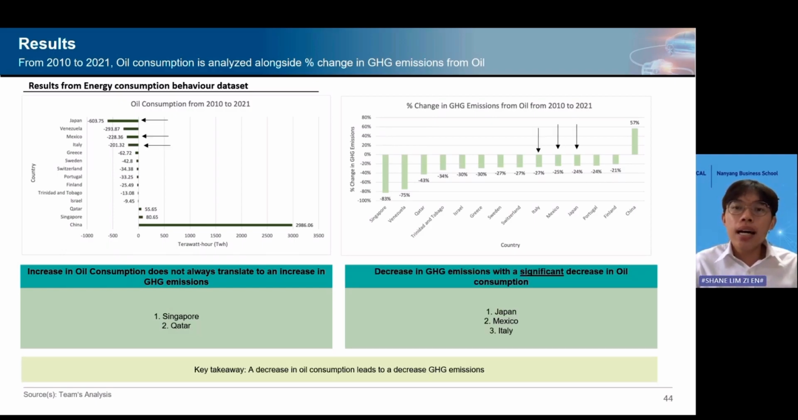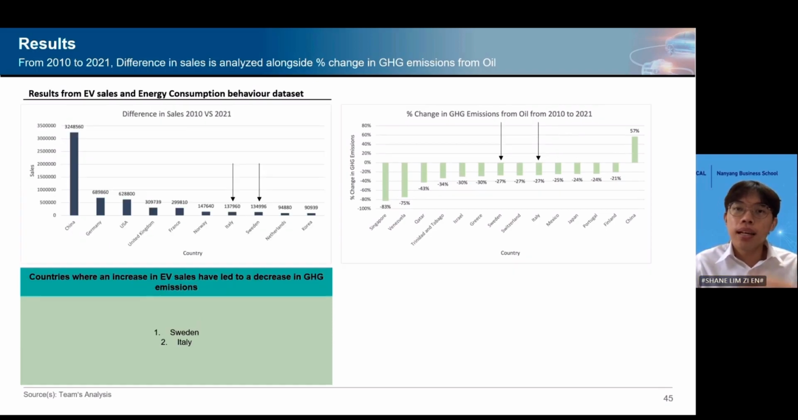Secondly, there are a few notable countries which have shown a decrease in greenhouse gas emissions after significantly reducing their oil consumption. Notable countries here include Japan, Mexico, and Italy. Next, the chart on the left identifies the top 10 countries that have the highest increase in number of EV sales. The only countries that appear in the top 10 for both lists are Sweden and Italy.